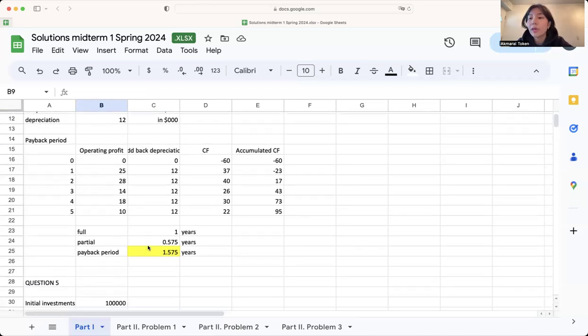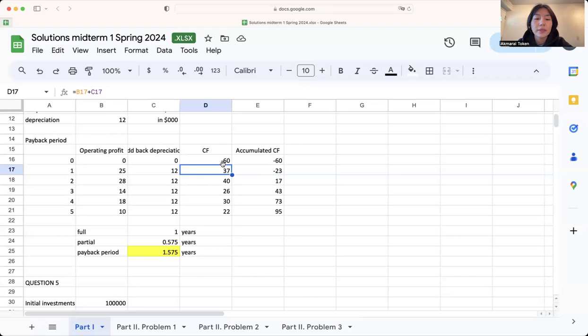So next step is calculation of payback period. The difference between calculation of payback period and the return on capital employed is that for return on capital employed, we use the earnings before interest and tax, which include depreciation expense. And for payback period, we use the cash flows, which are real cash flows, which means without depreciation expense. So you have to add back depreciation to operating profits in order to come up with cash flows. Basically for the first year, 25 operating profit plus depreciation expense of $12 gives us $37.